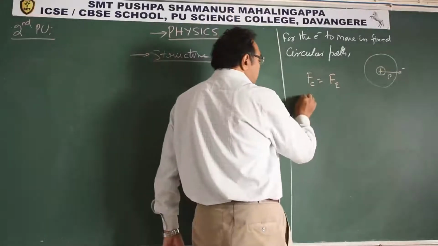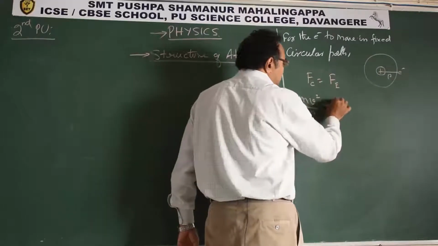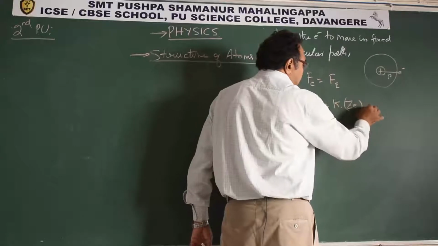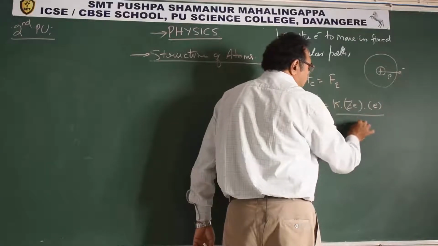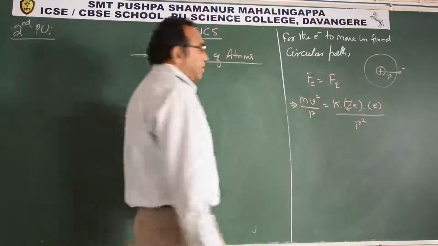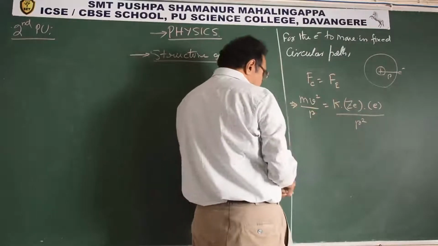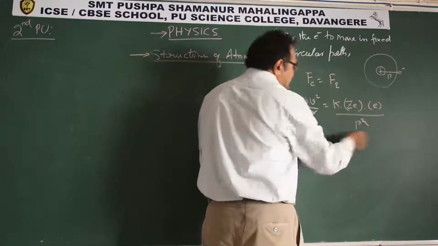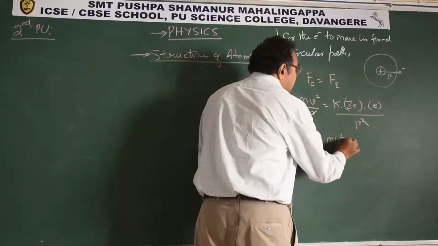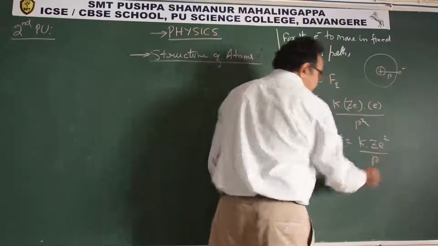Centripetal force will be what? mv square by r. So this will be equal to k Ze into q1 q2 by r square. This is what we have. If you put the value of Z as 1, then it becomes hydrogen atom. Now from this equation, one r gets cancelled out, so we get an equation like this: mv square is equal to k Ze square by r, right?